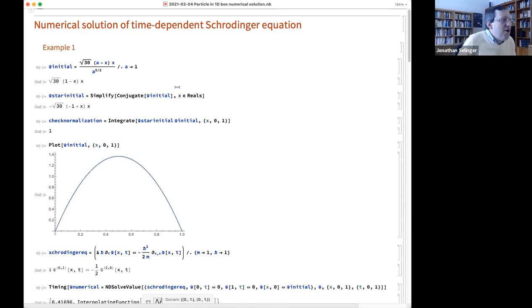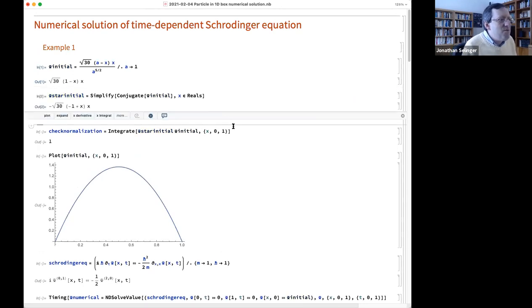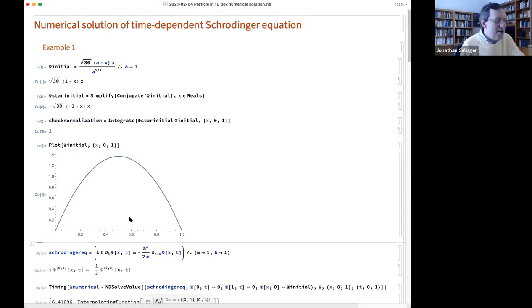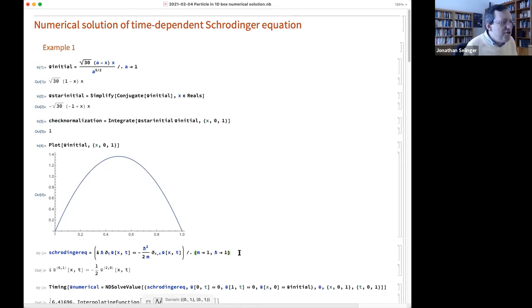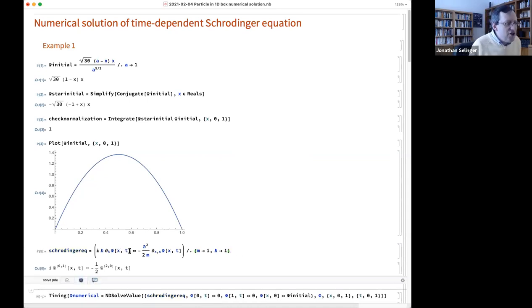Okay, so here is the initial condition of example 1. You remember in example 1, we had the upside down parabola that looks like this. And now I want to do a solution of Schrodinger's equation. So here is Schrodinger's equation.